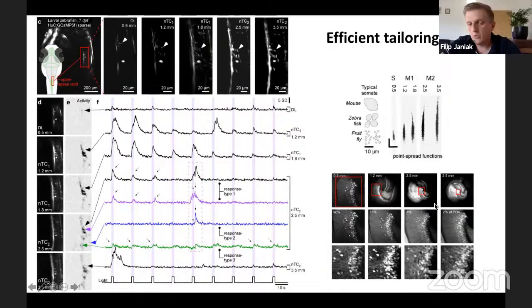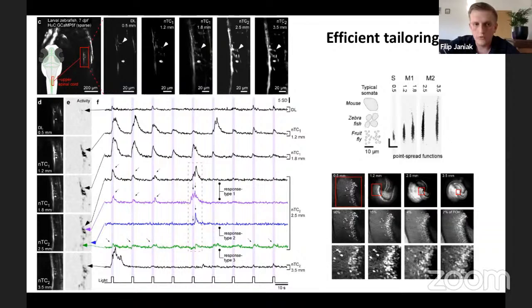A similar example is on the hippocampal slices. In these cases, where the cells at the edge are extremely densely located, if we increase the length of the PSF, we start to get cross-contamination of the signal.